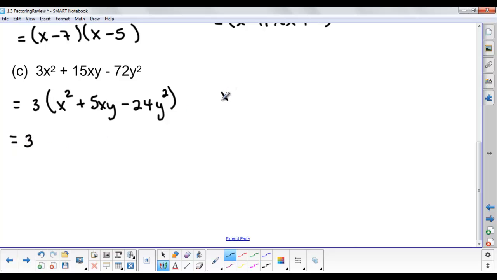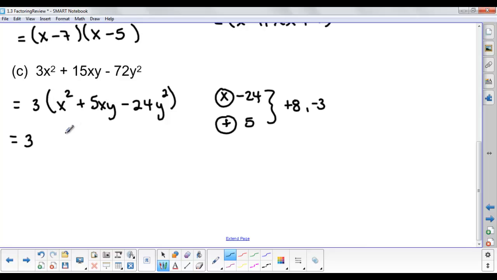Now inside the bracket, we are left with a nice simple trinomial. I want to find two numbers that multiply to negative 24 and add to 5. Those two numbers are positive 8 and negative 3. You'll notice that the variables work a little differently than in previous questions. In previous questions, we just had one variable: the x squared, the x, and then a constant. But if you take a look, the y's go in opposite order. We have no y here, but there's y to the power of 1 and then y squared.